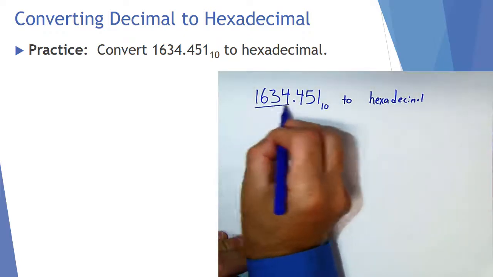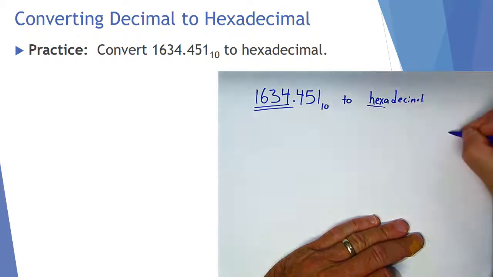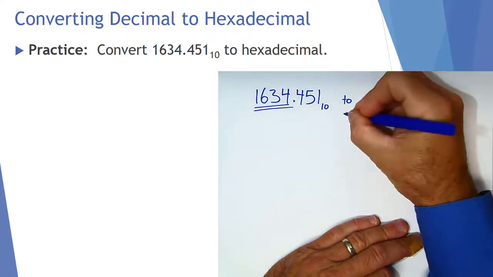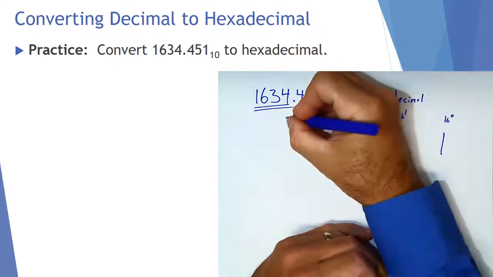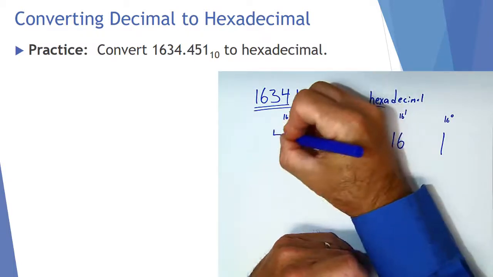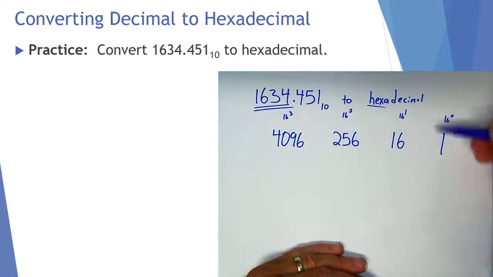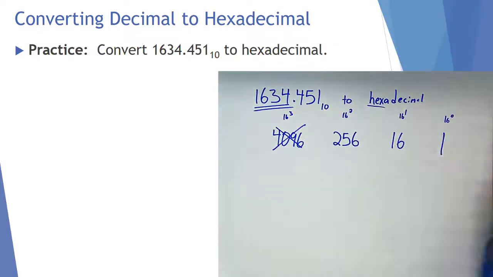Okay, here we go. Let's start with the integer part of this number, 1634. We're going to hex, so let's make our conversion table. This one's a little bit more work than the previous one. 16 to the 0th power is 1. 16 to the 1st power is 16. 16 squared is 256. And 16 to the 3rd is 4096. If you don't have those memorized, you will soon. The biggest power that fits into 1634 is 256, so we're not going to need 4096.